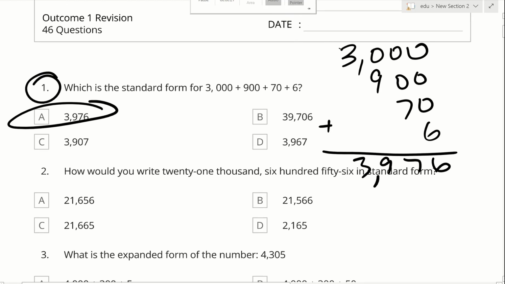Number 2, how would you write this number in standard form? So 21,000, I'll use this comma for that, 656.